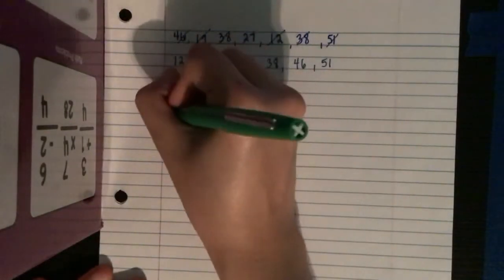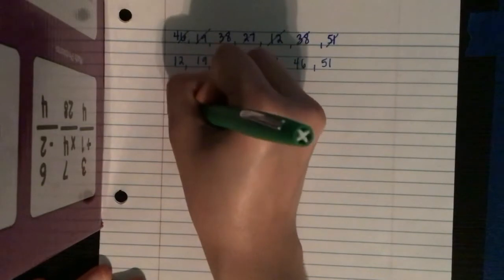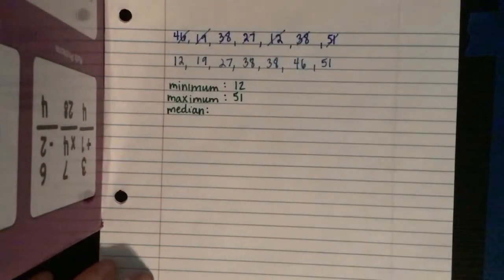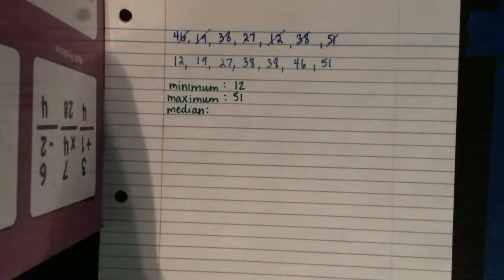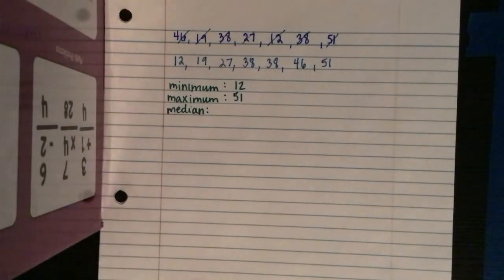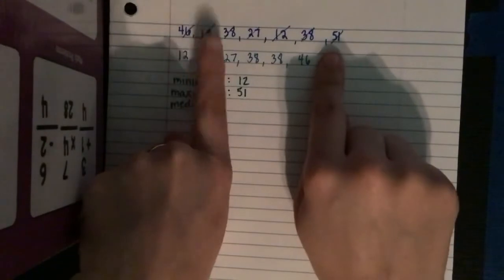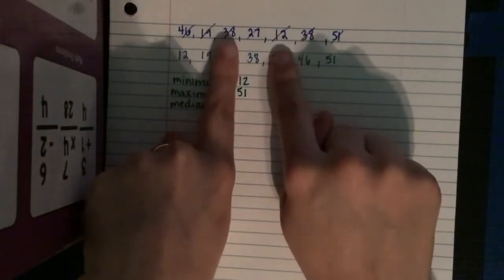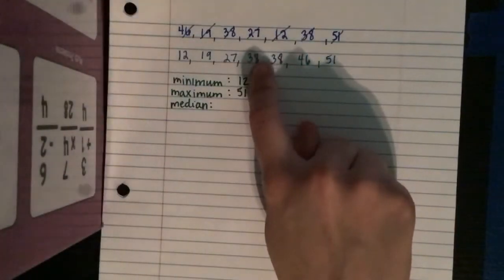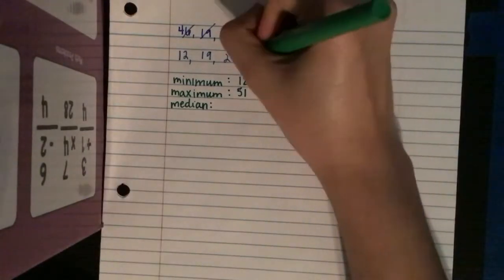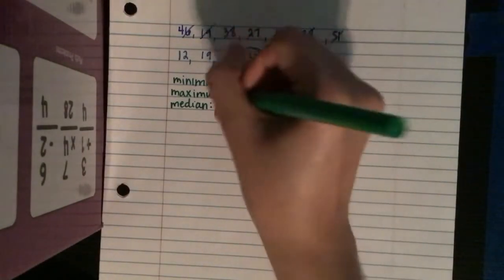Alright, then the next one I can go ahead and find is the median. Now the median, I like to cross them out as I go, or I'm just going to use my fingers. Cover one from the front, one from the back. One from the front, one from the back, and the next. So then I end up with 38 right in the middle.